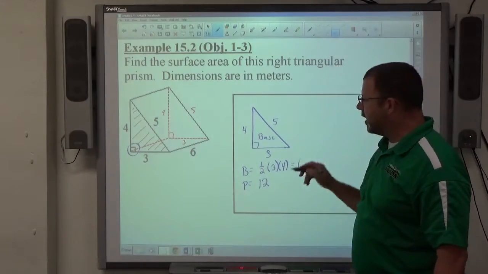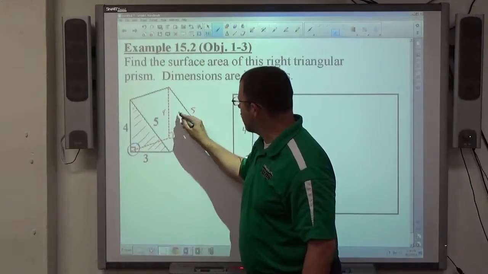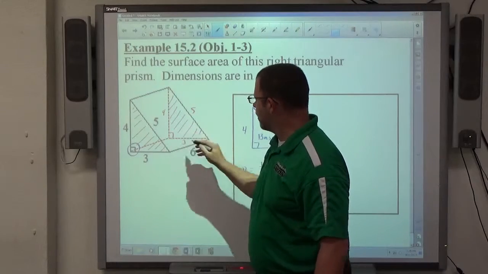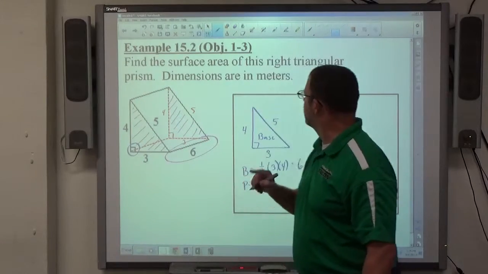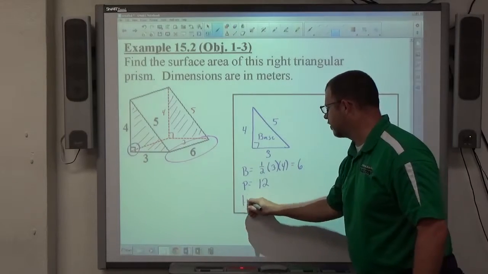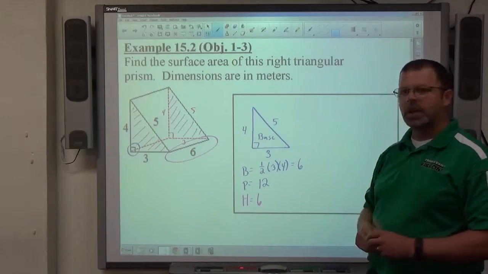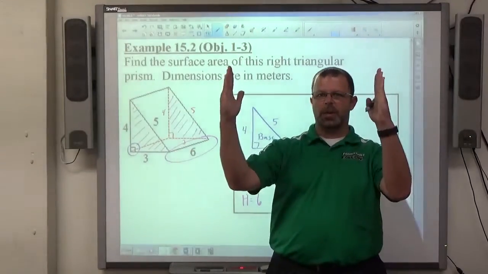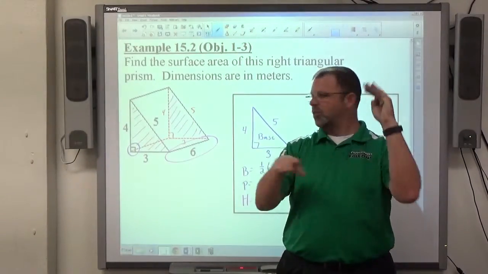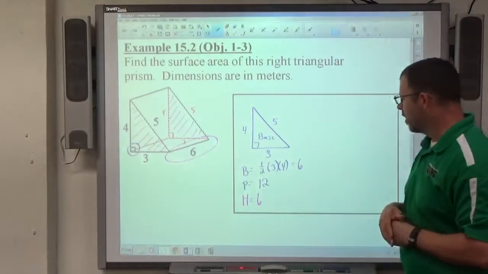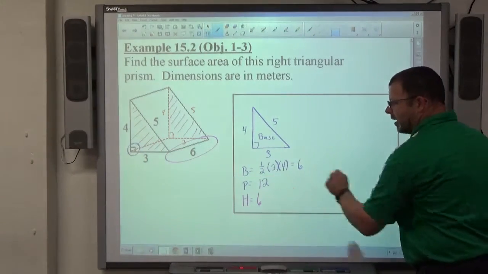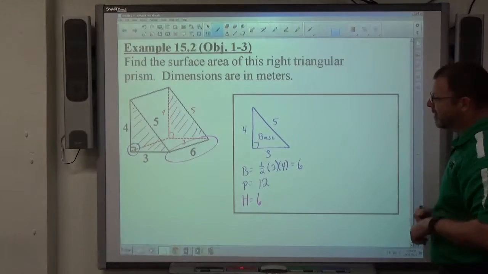Now this time for height, if you take a look, one base is here, the other base is over here. The two triangles there are separated by a distance of 6 meters. So the height in this case is equal to 6. Once again, the height doesn't have to be up and down, it's just how far apart the bases are. In this case, the bases are here, so the height is the distance between the bases, which is 6. So area base 6, perimeter base 12, height of prism is 6.